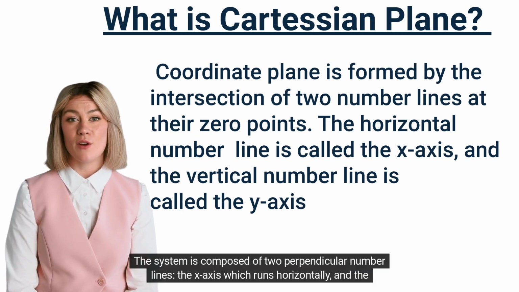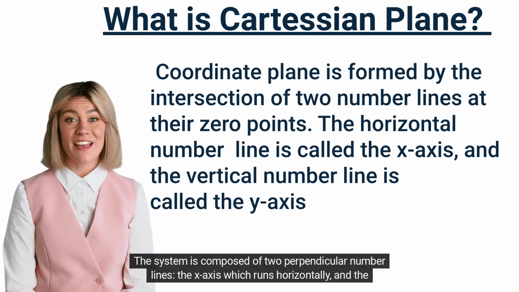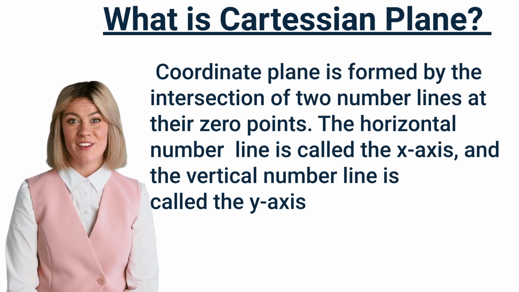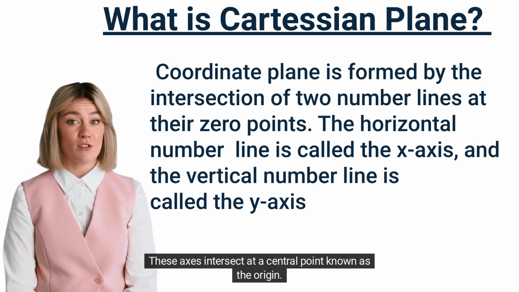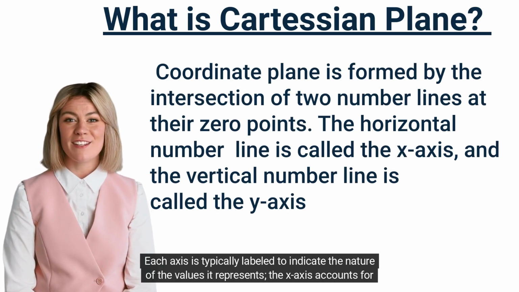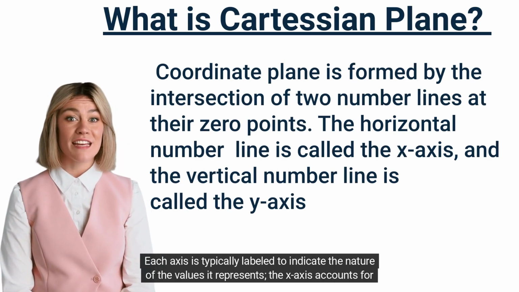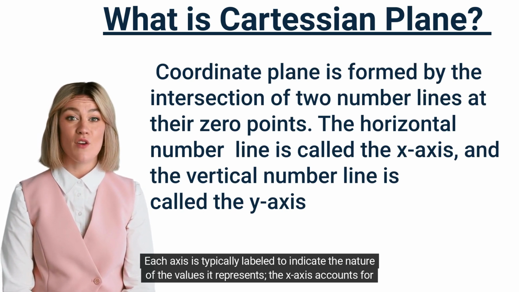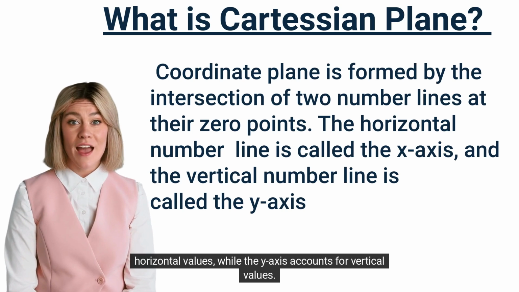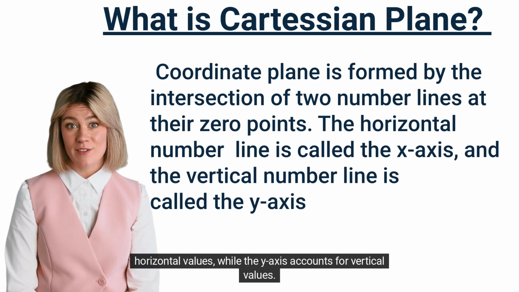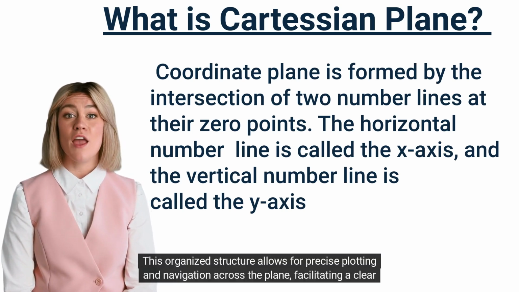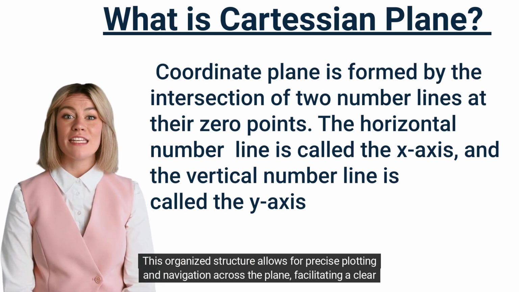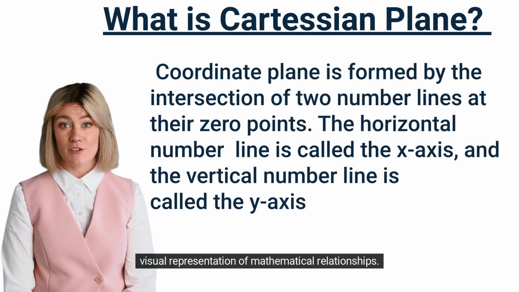The system is composed of two perpendicular number lines, the x-axis which runs horizontally and the y-axis which runs vertically. These axes intersect at a central point known as the origin. Each axis is typically labelled to indicate the nature of the values it represents. The x-axis accounts for horizontal values, while the y-axis accounts for vertical values. This organised structure allows for precise plotting and navigation across the plane, facilitating a clear visual representation of mathematical relationships.